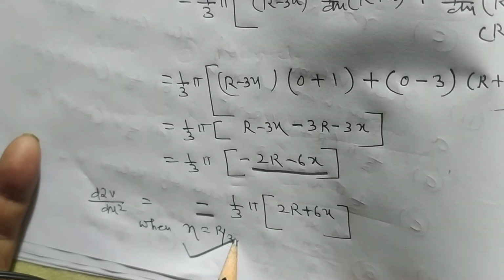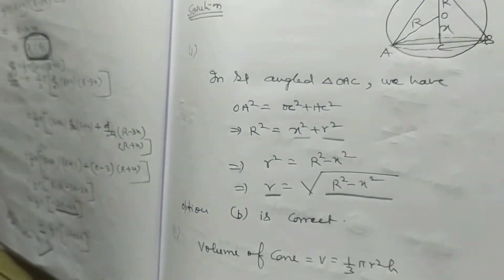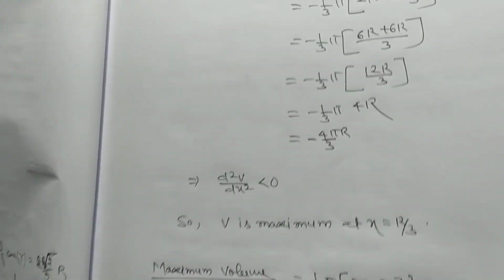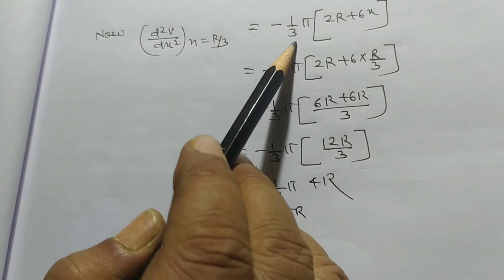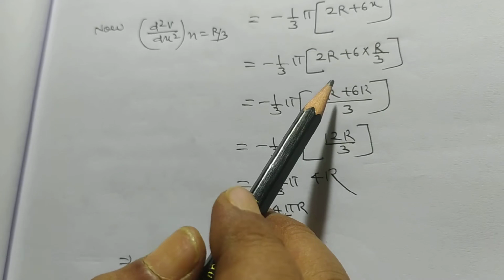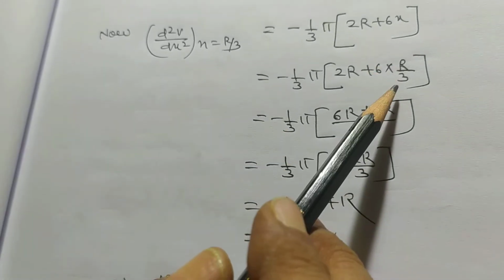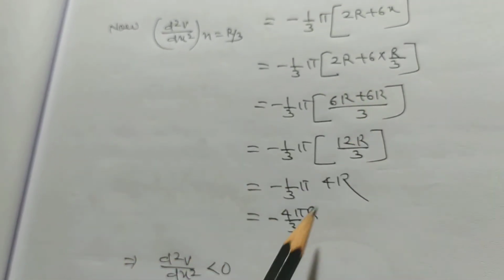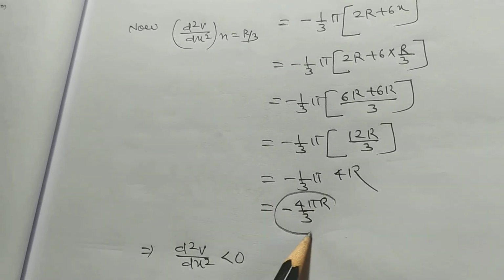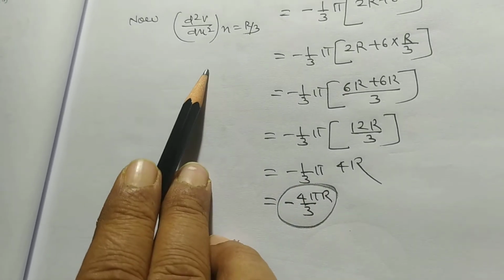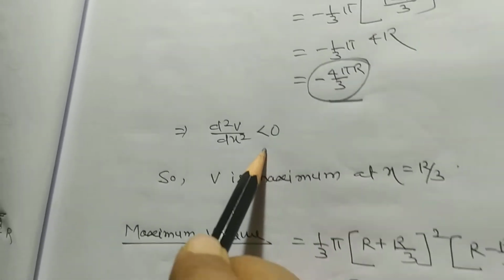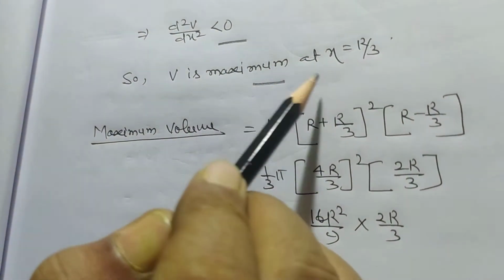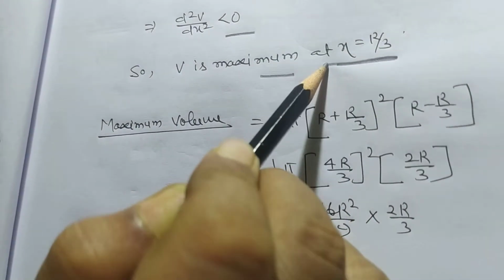So when x is equal to R by 3, by putting the value of x equal to R by 3, we have d2V by dx square at x equal to R by 3 is equal to minus 1 by 3 pi (2R plus 6x), and x is equal to R by 3. So after solving, we get minus 4 by 3 pi R. So d2V by dx square at x equal to R by 3 is negative. So volume of the cone is maximum when x is equal to R by 3.